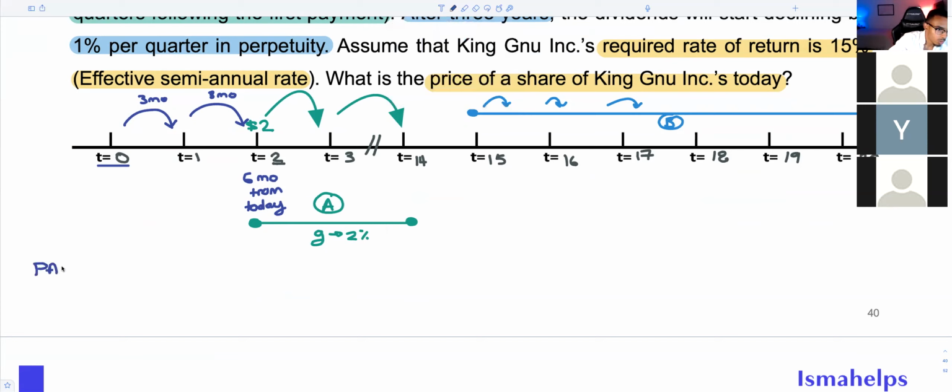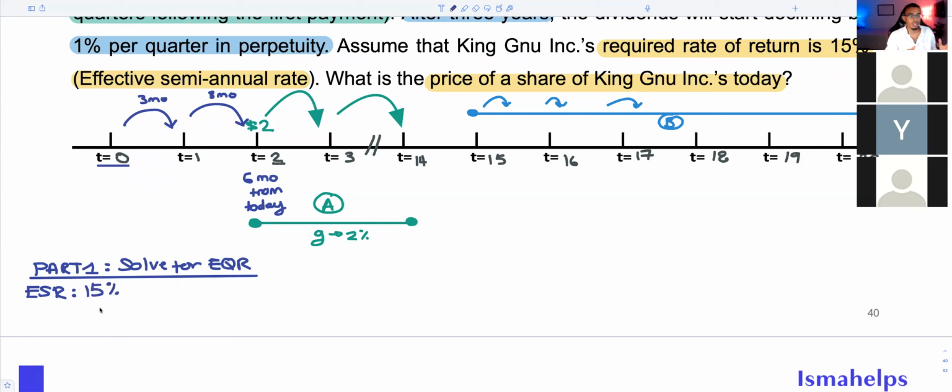So part 1, solve for effective quarterly rate. Now we know right now that they gave us an effective semi-annual rate of something along the lines of 15%, if I'm not mistaken. Now we want to get our effective quarterly rate. Essentially we're taking back one compounding period. Now this is not as easy as simply dividing this by 2. Unfortunately, we need to use our formula.